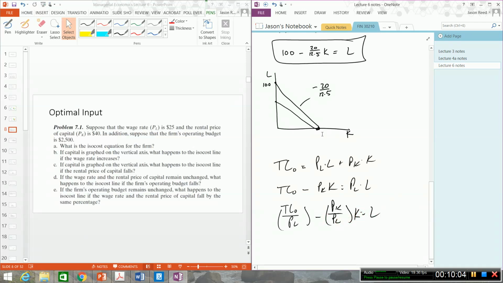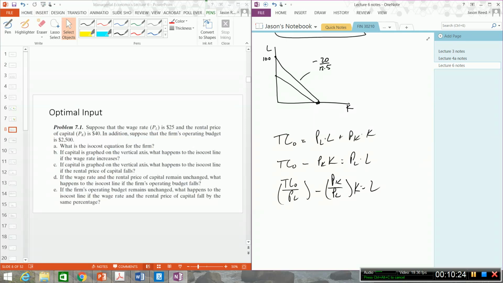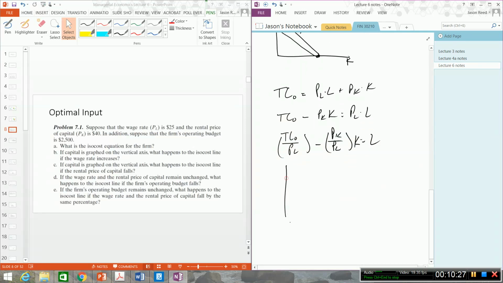So what we see here is as we changed the L and we increased it, we not only shifted it down, but rotated it out as well. Now if we are just changing the price of capital, what ends up happening is that we have a new L and K. This should be just like that. Okay, so just a rotation out.